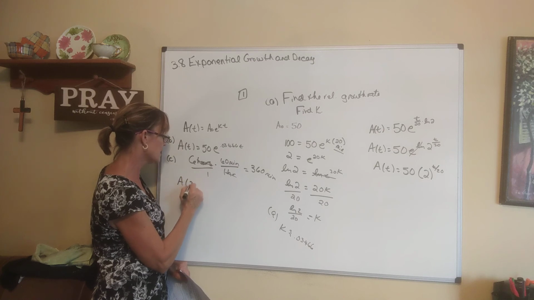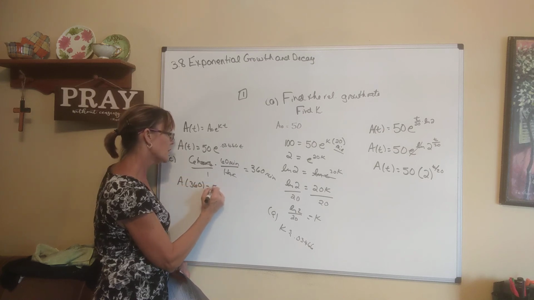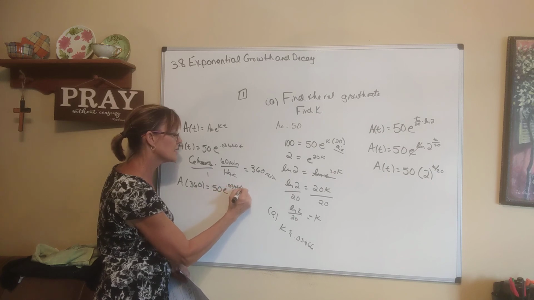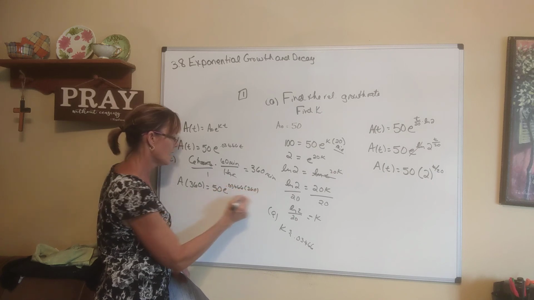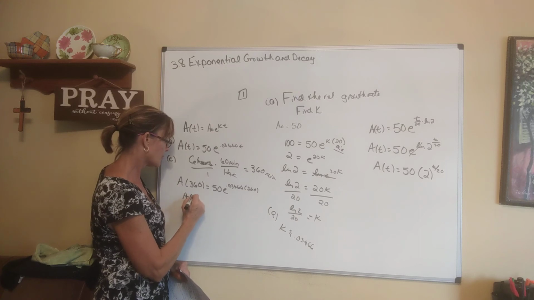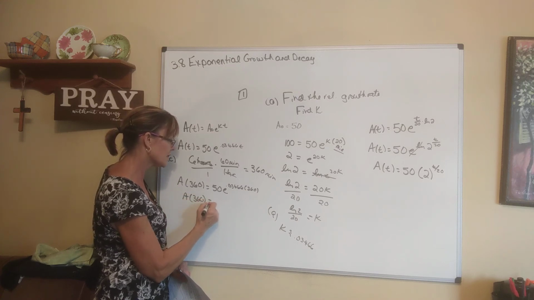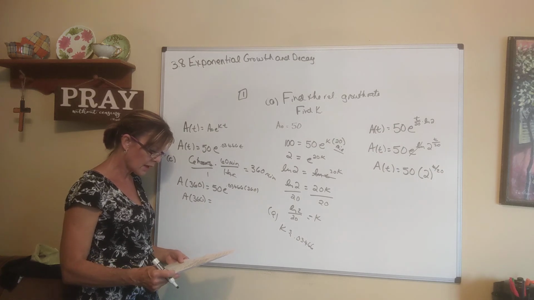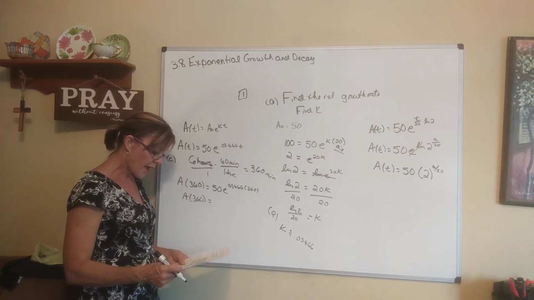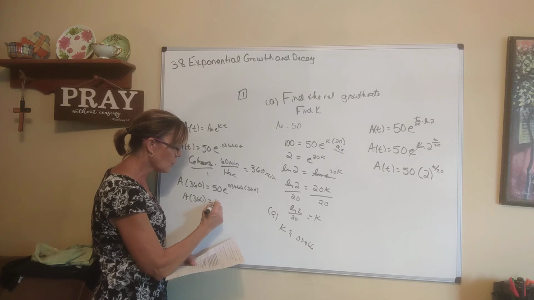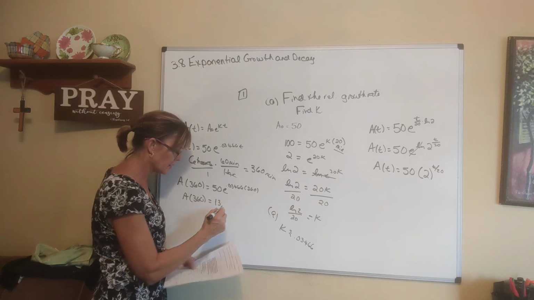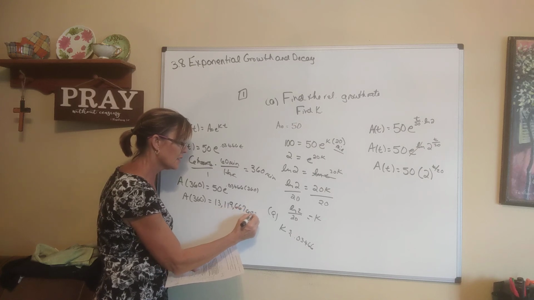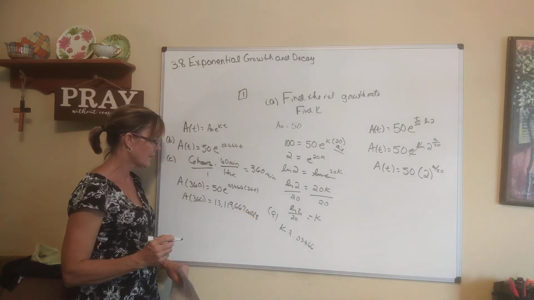So A of 360 is 50 e to the 0.03466 times 360. And so I get that A after 360 minutes, or A after 6 hours, is equal to about 13,119,667 cells. Wow, that grows fast.